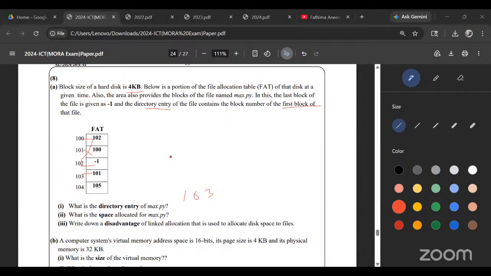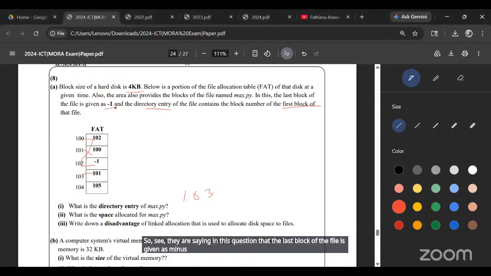Can you explain again first? Okay. So see here, they are saying in this question that the last block of the file is given as -1, right?